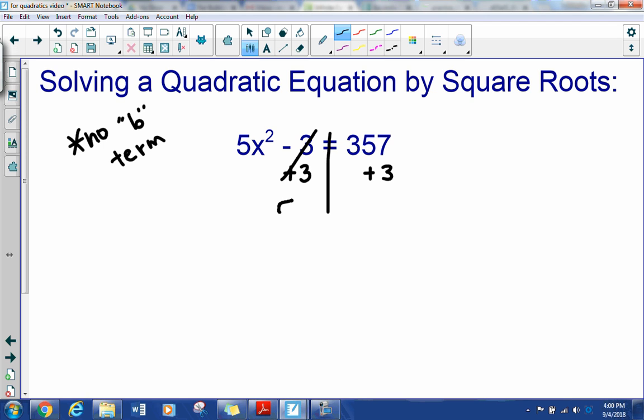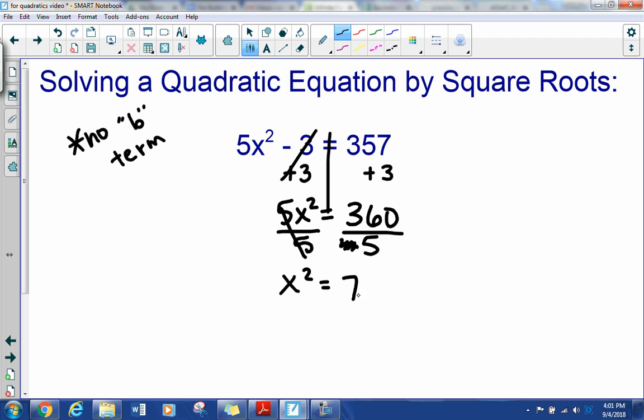And so I have 5x squared is equal to 360. Then I would divide both sides by 5 to get that x squared is equal to 72. Now that I have the x squared term by itself, we can take it a step further. I don't really want to know what x squared is equal to. I would like to know what just x is equal to. And so essentially we're going to try to undo this exponent of 2.